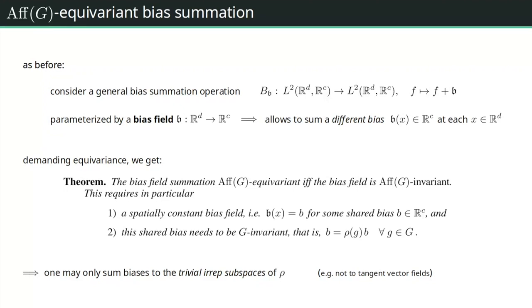So that means that this bias vector, which you sum to each spatial location, the shared bias, has to satisfy that the bias is equal to rho of G times the bias. And this means actually that you may only sum bias values to the trivial irreducible subspaces. So you can sum a bias vector to a scalar field, but you cannot sum it to a vector field.